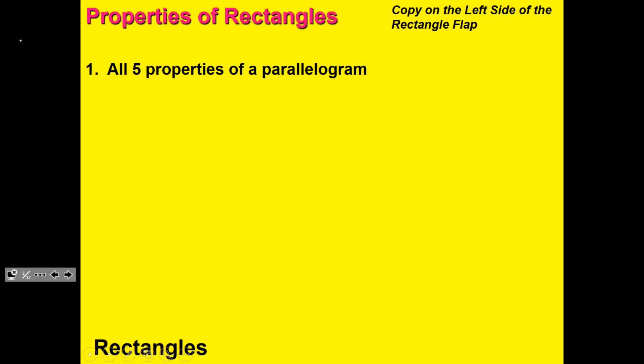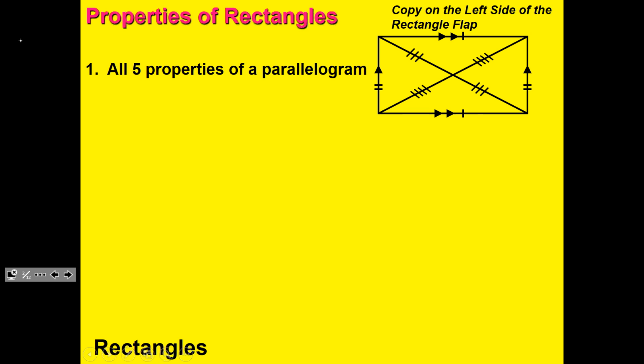So, all the 5 properties of a parallelogram are still going to hold true. Okay, rectangles also have a couple of their own. So you can draw this figure over here beside it to show all those 5 properties. So if you see here, they marked top and bottom are congruent, ends are congruent. They marked ends are parallel, top and bottom are parallel. And then they marked that the diagonals are bisected.